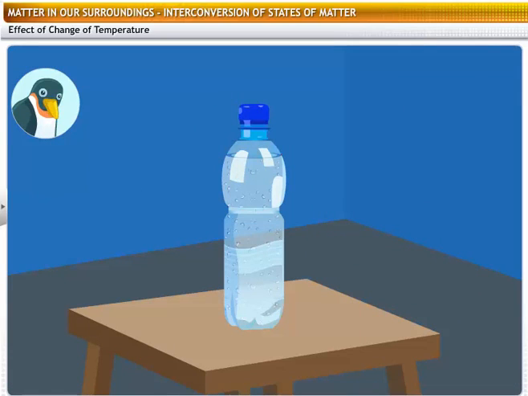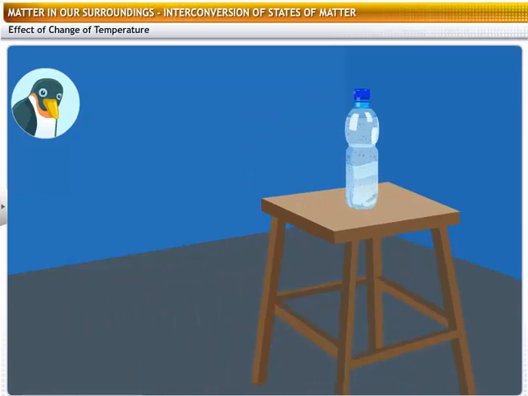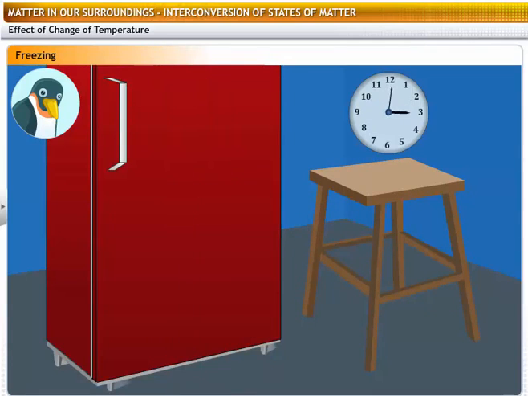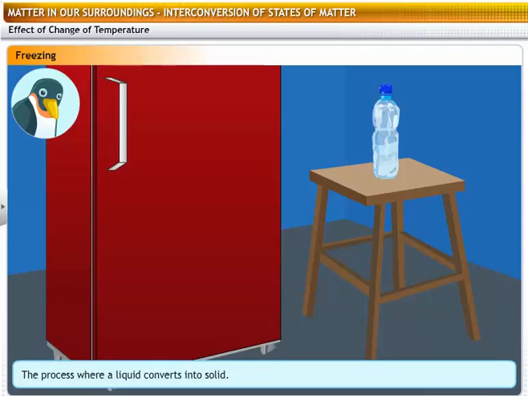Can I convert this liquid into a solid? Of course you can. Watch this. I'm going to place the same water bottle in the freezer and remove it after a few hours. See, the water in the bottle has frozen. A liquid converts into a solid when the temperature is lowered below its melting or freezing point. The process where a liquid converts into a solid is called freezing.